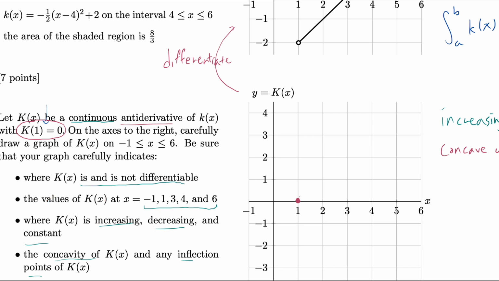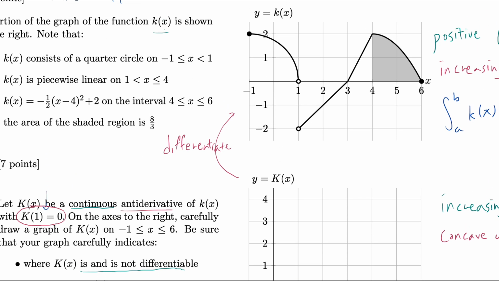So what do we do? Well, we know what's happening exactly at 1. So why don't we start by looking at what's happening between -1 and 1? So why don't we go up and see what's happening here? Well, from -1 to 1, what do we have here? Well, we see that our little k of x is positive, and we also see that it's decreasing.